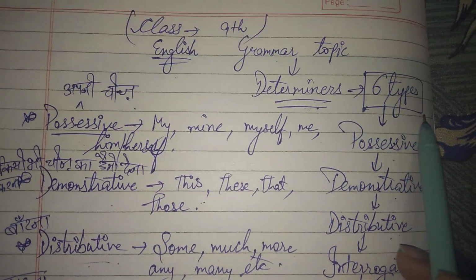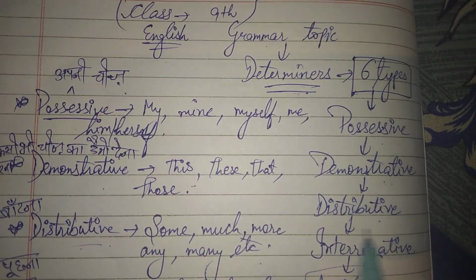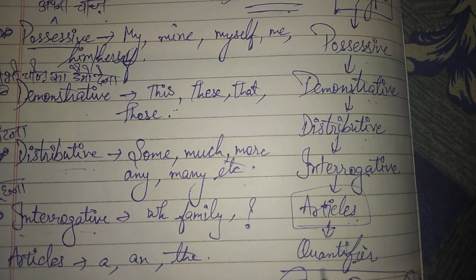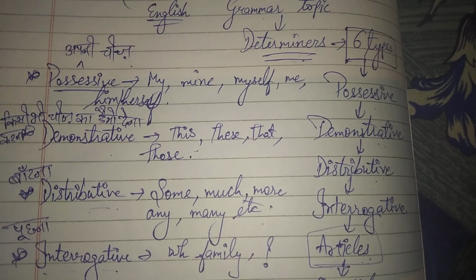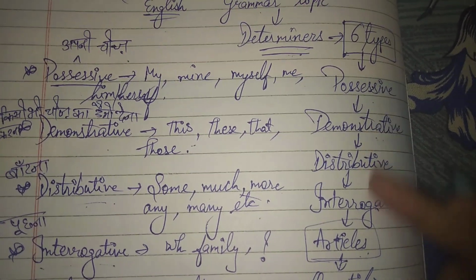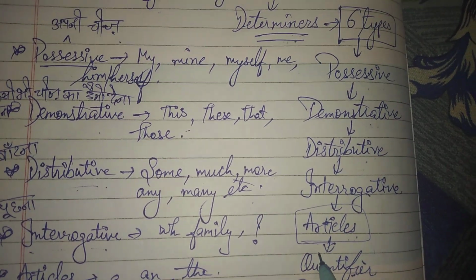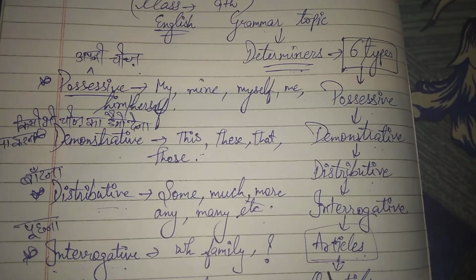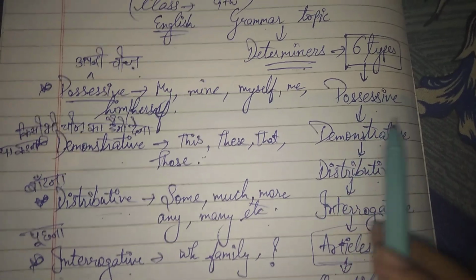These are of 6 types. First is possessive, second demonstrative, third distributive, fourth interrogative, fifth articles, and sixth is quantifier. I will divide this topic into 2 videos. In this video I will explain these types, and in the next video I will explain the article type in detail, how to use articles. Understood? So now I will tell you in detail.